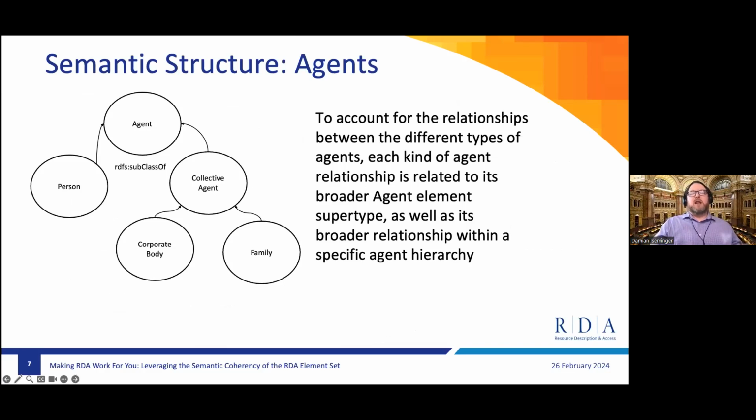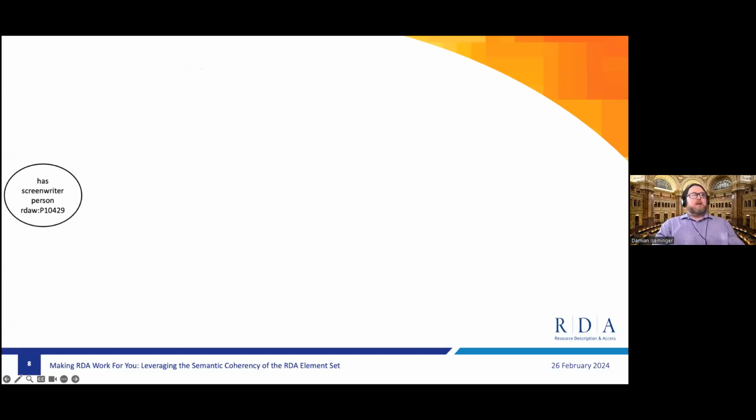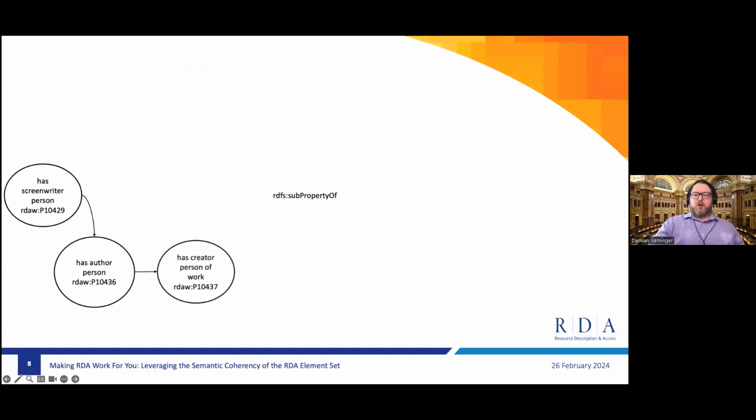So to account for the relationships between the different types of agents, each kind of agent relationship is related to its broader agent element supertype, as well as its broader relationship within a specific agent hierarchy. And once again, it just makes more sense to show you what I'm talking about here. So take, for instance, this element called has screenwriter person. If we stay within the person hierarchy, the next level up from that is has author person, has creator person of work, has related person of work.